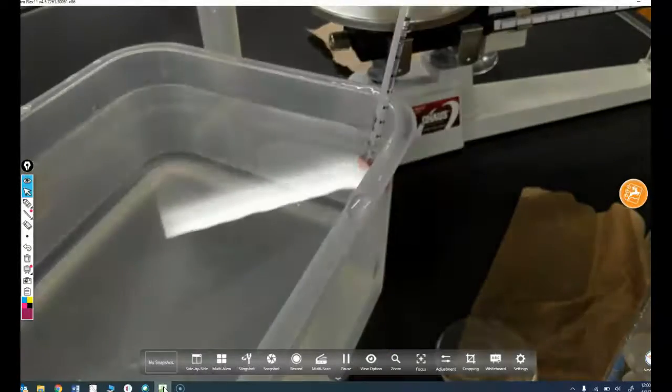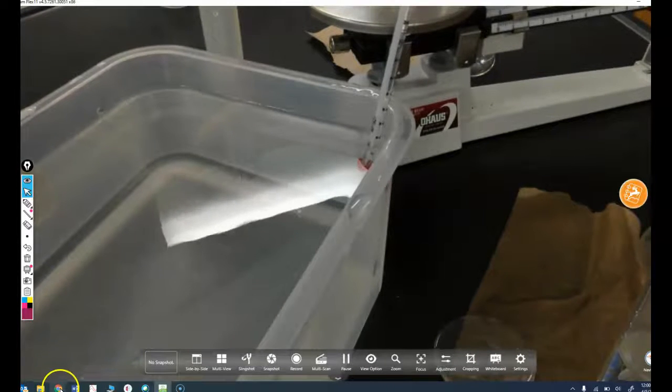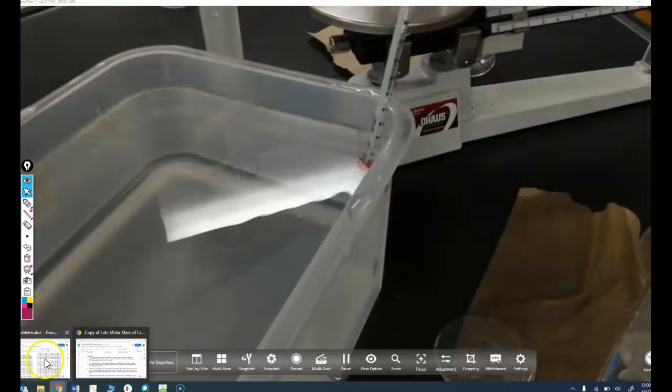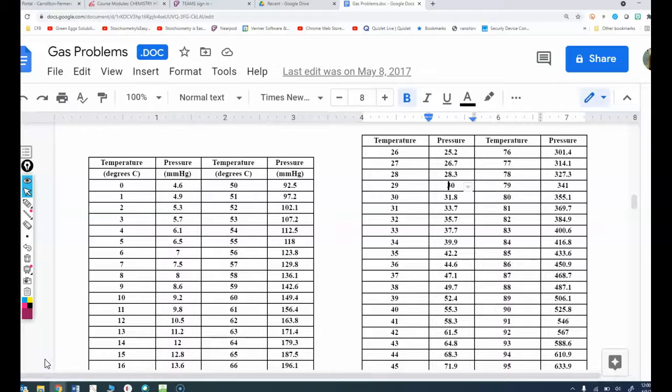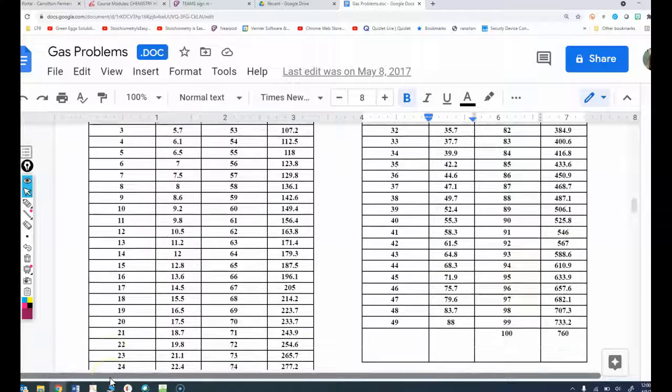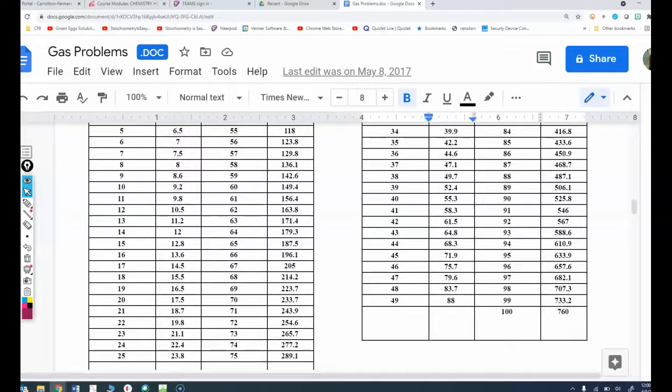Okay, so let's go back to our water vapor graph so that we can see that at a temperature of 22 degrees Celsius we actually have a water vapor pressure. So here's 22 degrees Celsius, and here is our water vapor pressure of 254.6 millimeters of mercury.